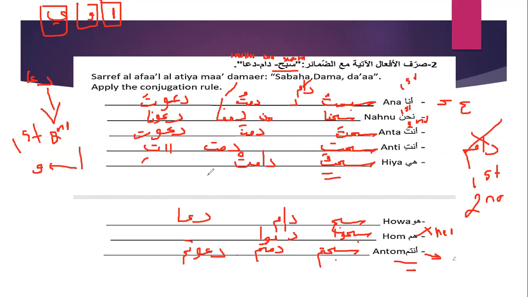We said that we only change the a into a when it's with what? With first person and second person. We said we don't change it if it's with the third person. Let's write that. I told you we shouldn't change the a here.